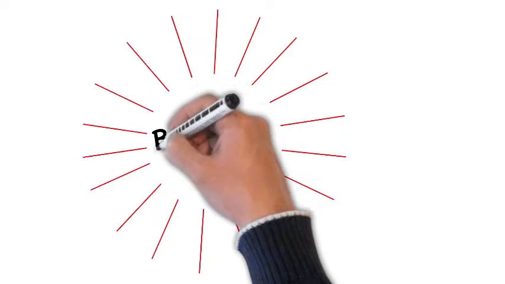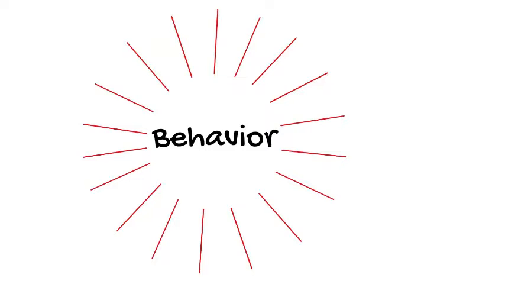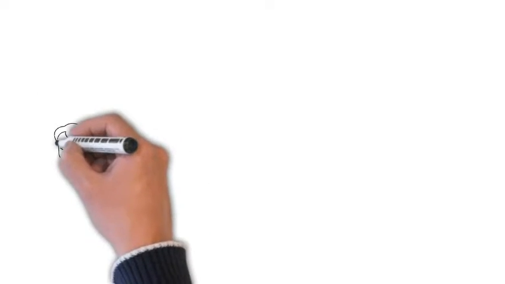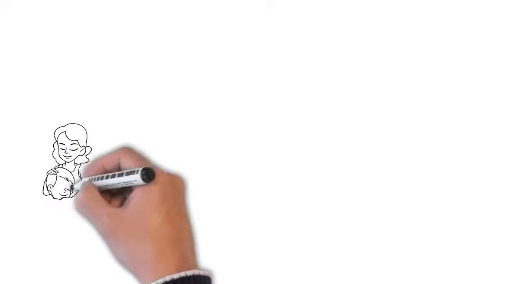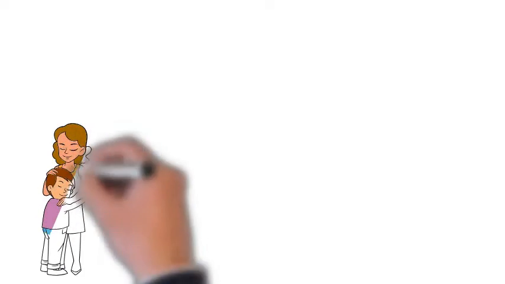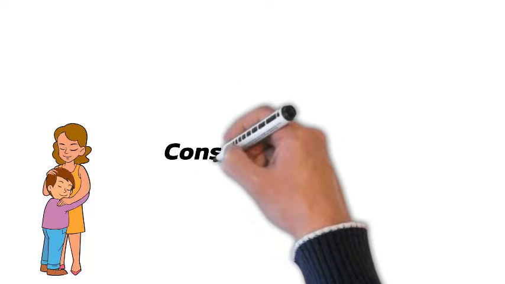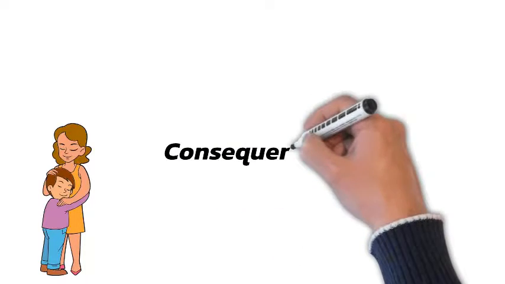Let's move on to behavior. Behavior is any observable act your child does in reaction to the environment or antecedents. Finally, consequences. Consequences are the results or actions of events that directly follow the behavior. This can include the reaction of the parents or siblings in the environment.